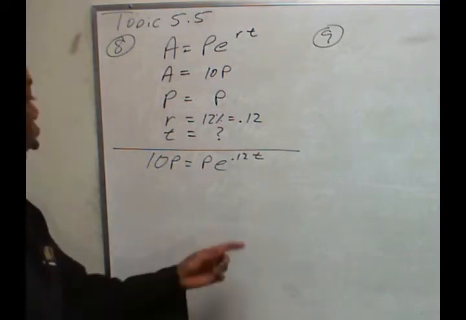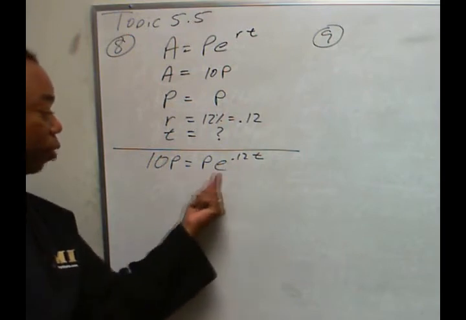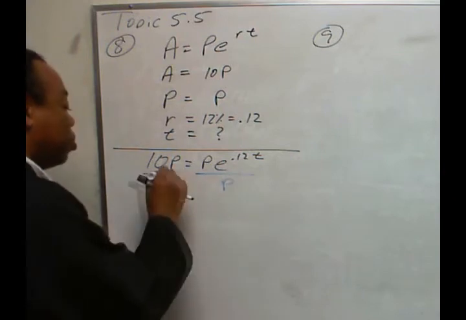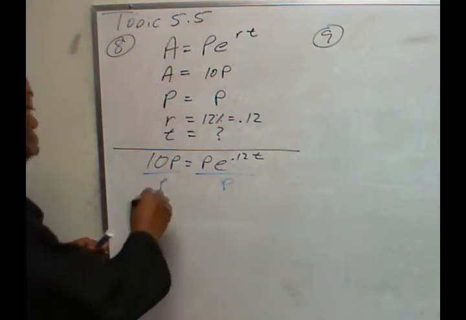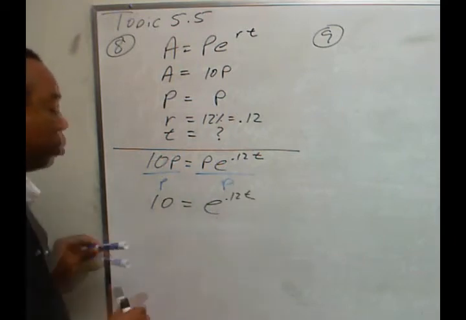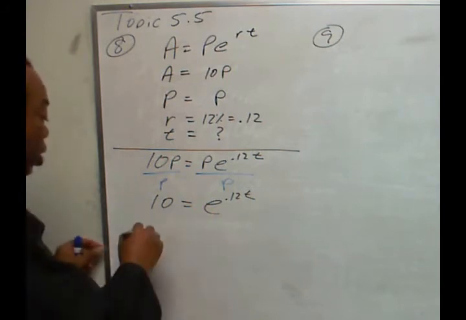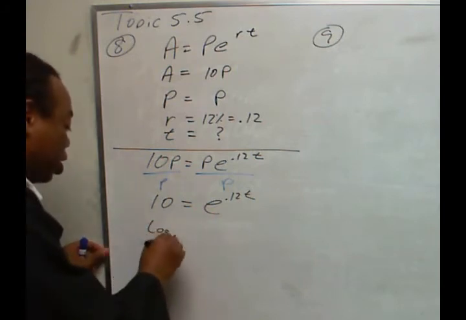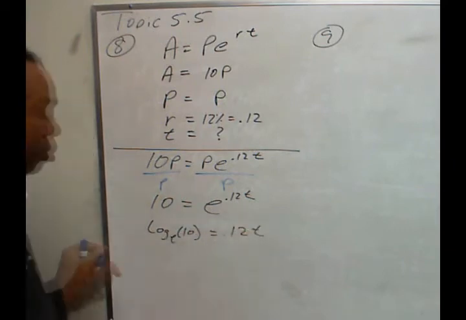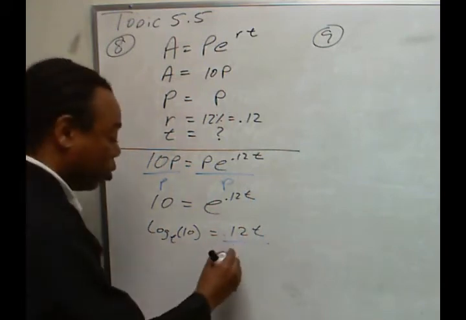Alright, to solve for T, we need to get rid of the P, the e, and the 0.12. First, let's get rid of the P. We're going to divide both sides by P, and we get 10 equals e to the 0.12T power. From there, we're going to get rid of the e by rewriting this as log base e of 10 equals 0.12T. And then lastly, to get rid of the 0.12, we're going to divide both sides by 0.12.